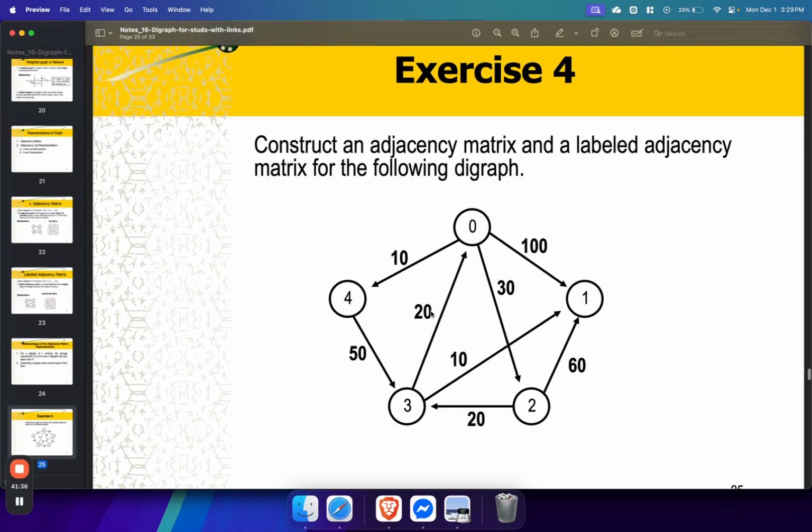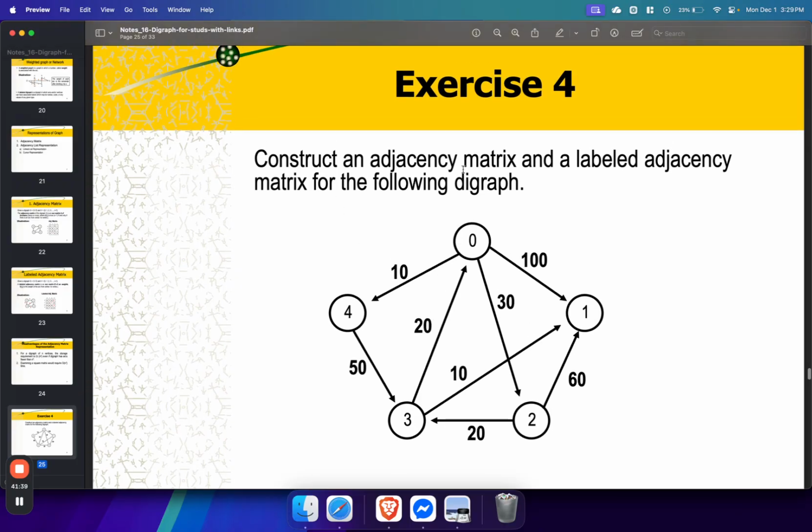So, for your exercise 4, try to construct an adjacency matrix and a labeled adjacency matrix for the following digraph. I hope you do this because in the next lectures, you will be using the adjacency matrix that you create here for one of the algorithms that I will be teaching you as well.